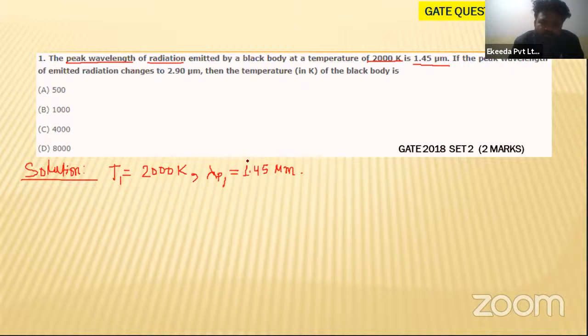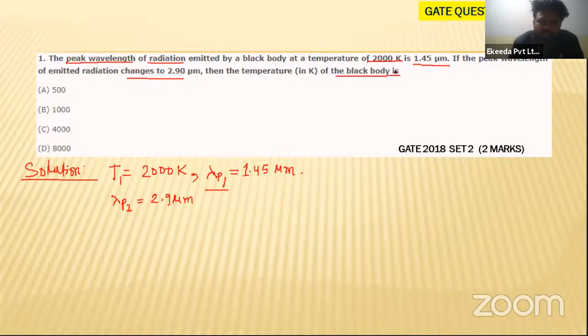Now the second part, if you will see, what he is asking: if the peak wavelength of emitted radiation changes to 2.9 micrometer. Now he is changing the wavelength. So the wavelength of peak 2 is nothing but 2.9 micrometer.